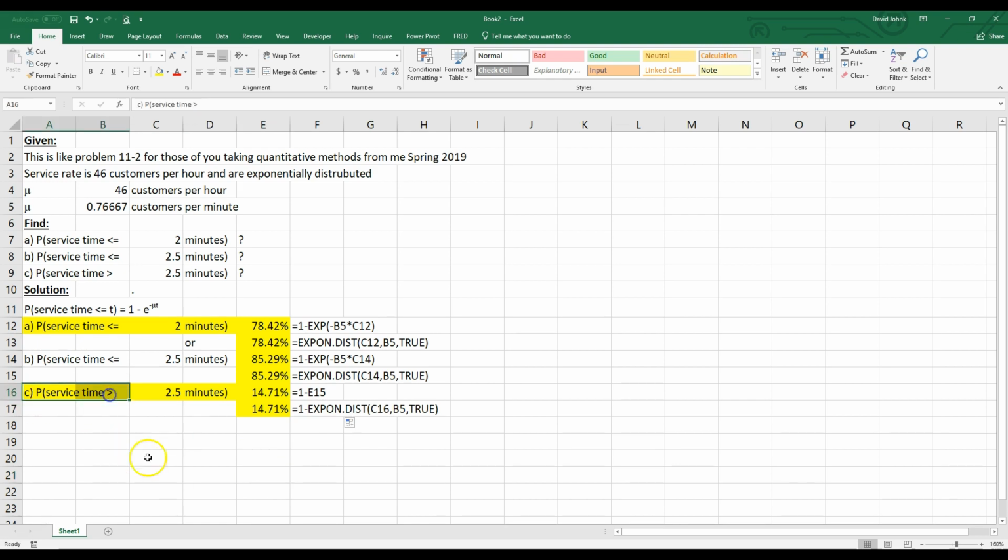Remember, if it's greater than, you have to take 1 minus, because you're always calculating from the left up. So remember, on a distribution function, the area under the curve is 1 or 100%. So when it's less than or equal to, this formula is cumulative from the left. If you want cumulative from the right, which is this one, 2.5 minutes and everything to the right, you've got to take 1 minus. Okay? Hopefully that makes sense.